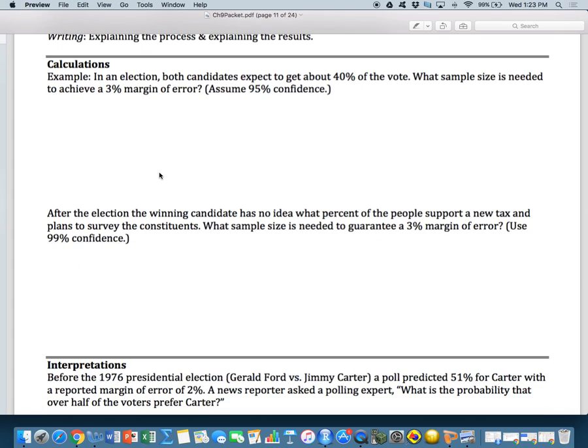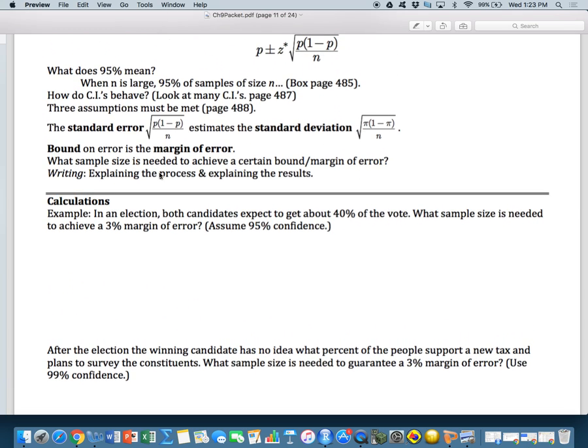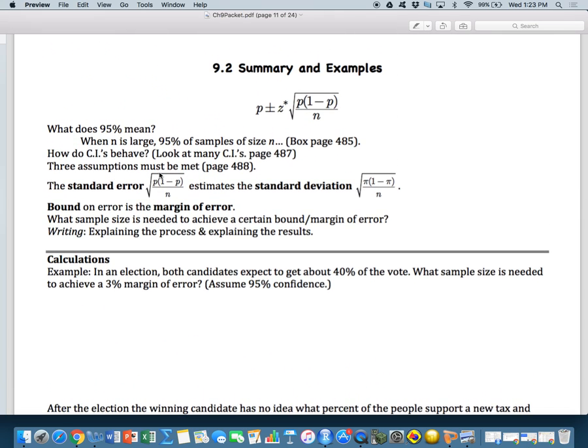So page 11. Okay. Well, actually, let's look at the top before we go on. Here are some of the things that you need to understand. One thing: this right here, the square root, is called the standard error. Everything after the plus or minus is called the bound. So this part's the standard error. As soon as you include z, that's called the bound.